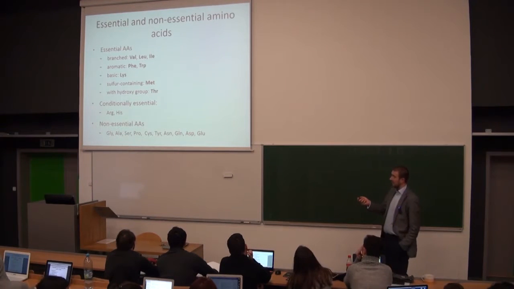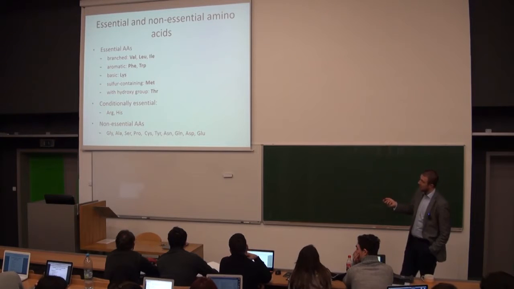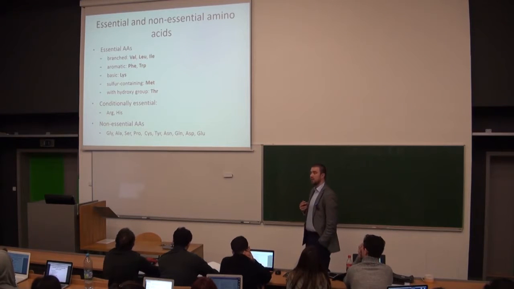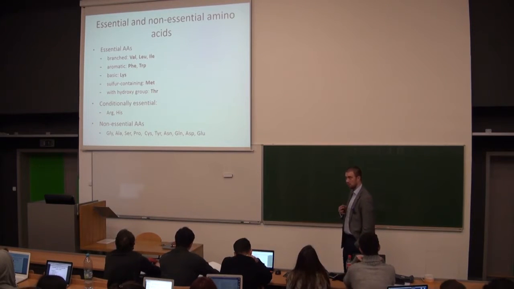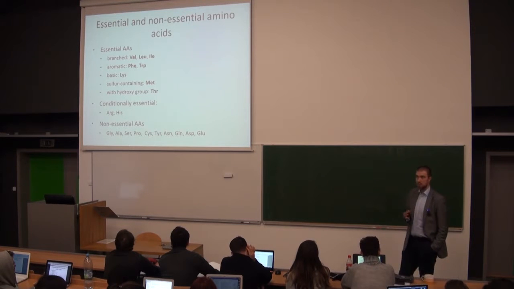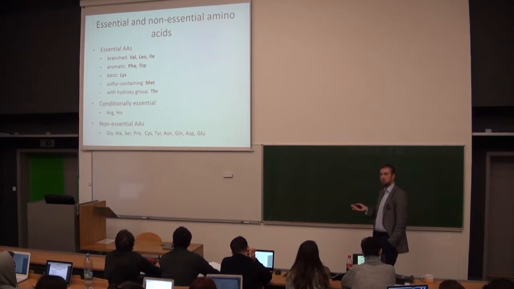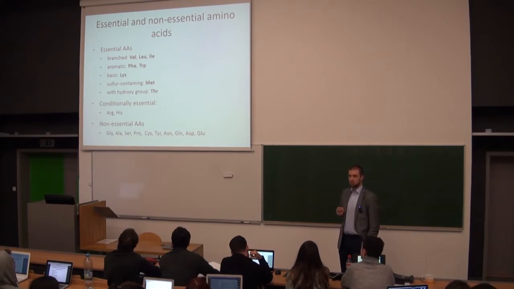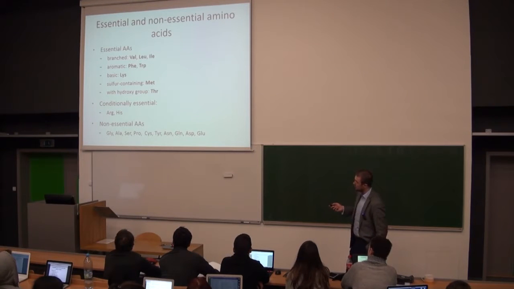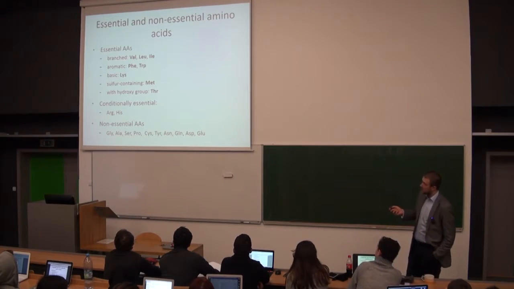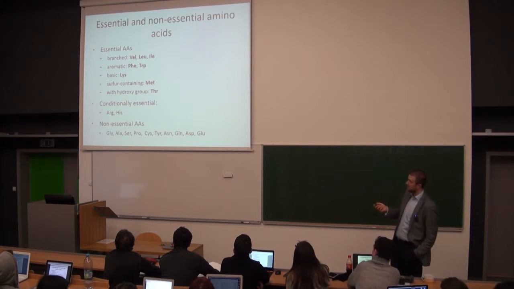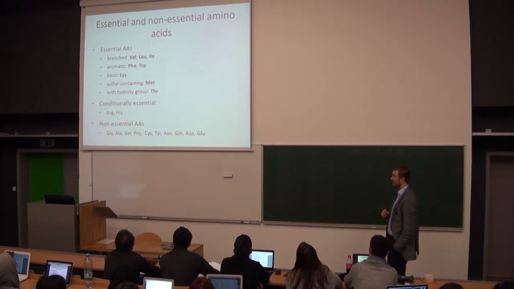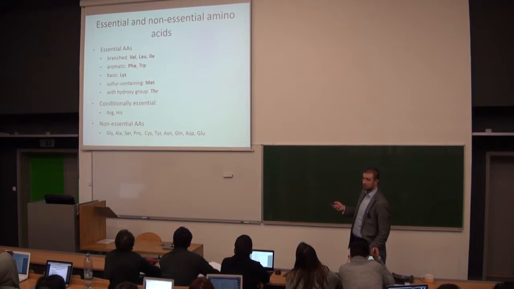Then we have, and these are around 10, those that we cannot synthesize in the body. And as you know, the compounds that we cannot synthesize, we call essential. Typical example are vitamins, since the majority of vitamins we cannot produce. For example, vitamin C. And these 8 amino acids we also cannot produce in our body. If we look at what they are, all branched chain amino acids, that means valine, leucine, and isoleucine. 2 aromatic amino acids, that's phenylalanine and tryptophan.